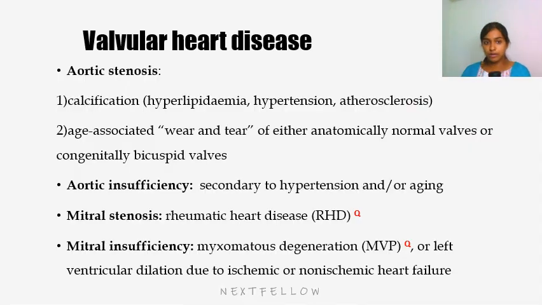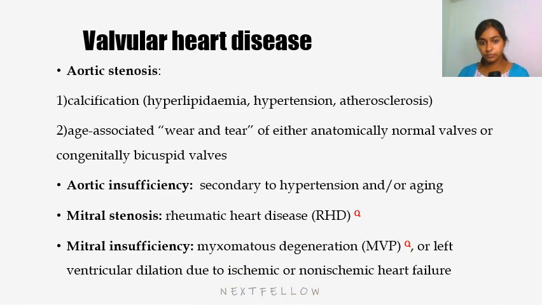So coming to valvular heart disease, in aortic stenosis the most important cause is calcification, and age-related changes can also result in aortic stenosis, or congenitally bicuspid valves. And aortic insufficiency can occur secondary to hypertension or aging. And in mitral stenosis, the most common cause is rheumatic heart disease. We have seen that fish mouth stenosis is seen in rheumatic heart disease. The most important cause of MS, that is mitral stenosis, will be rheumatic heart disease. For mitral insufficiency, the most important cause is mitral valve prolapse, okay, or ventricular dilatation due to ischemic or non-ischemic heart failure.